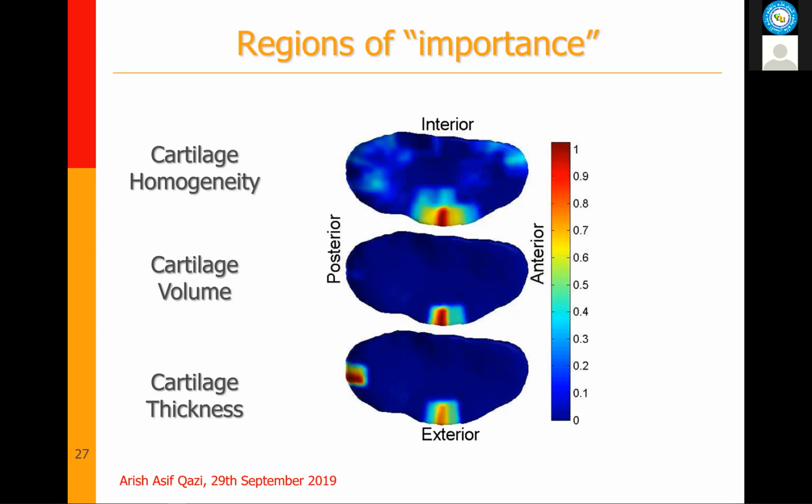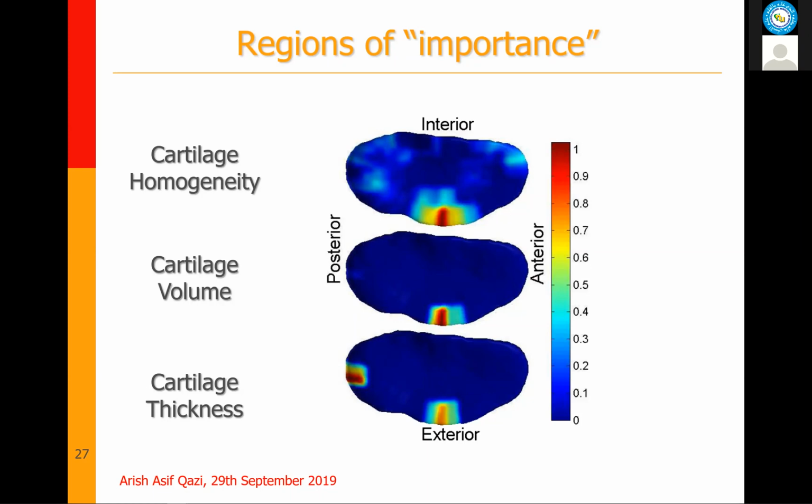What it did was take a set of knees, healthy knees and patients with osteoarthritis, and try to find out which regions in the cartilage are most discriminative of the disease. Where do most pathological changes happen? And we found out that most of the disease-modifying regions are towards the exterior of the cartilage.